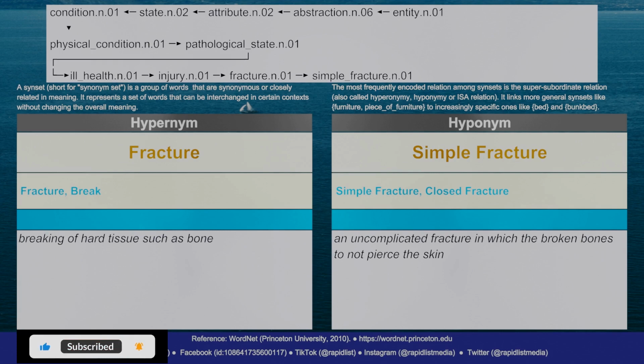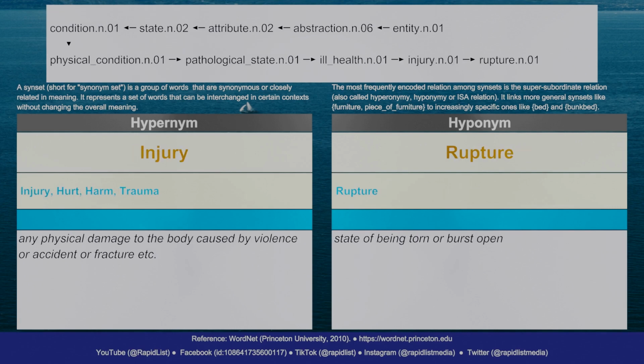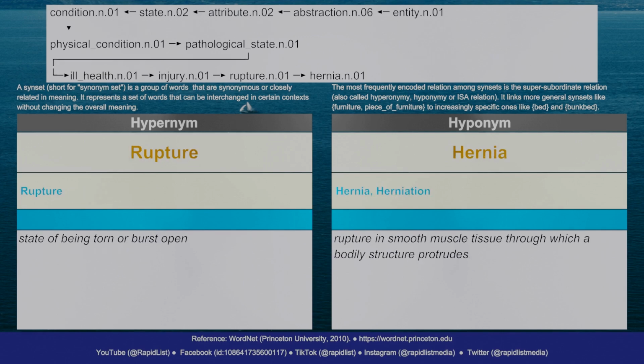Simple fracture. An uncomplicated fracture in which the broken bones do not pierce the skin. Rupture. State of being torn or burst open. Hernia. Rupture in smooth muscle tissue through which a bodily structure protrudes.